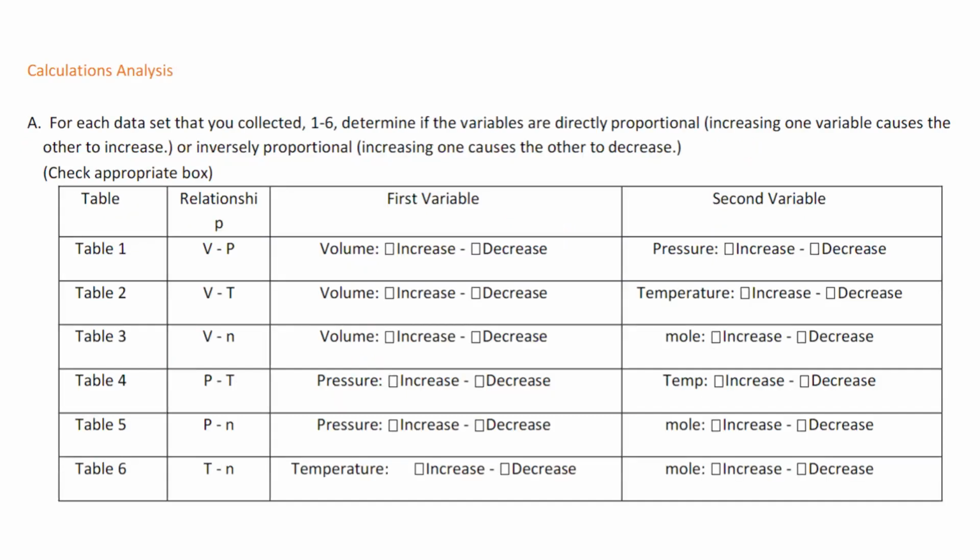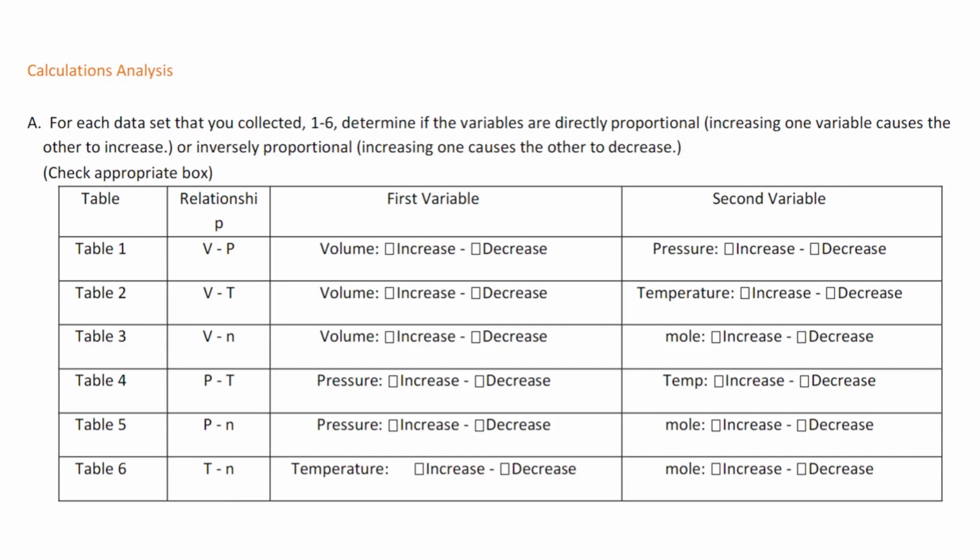And it starts with this table where we're going to look at all of our tables of data that we collected, 1 through 6, and all of the relationships between 2 variables we were looking at. And we're just going to write when we increased the first variable or decreased, what happened to the second variable? So for example, in the first table, when we increased the volume, what happened to the temperature? Did it increase or decrease? And you're going to go through and look at all of the tables and fill this out.